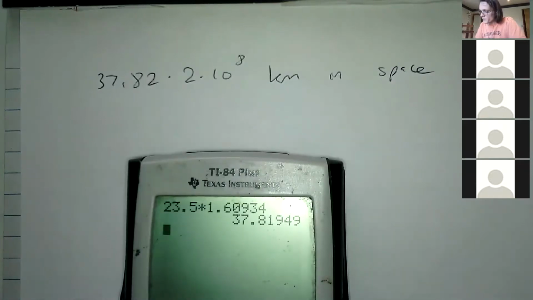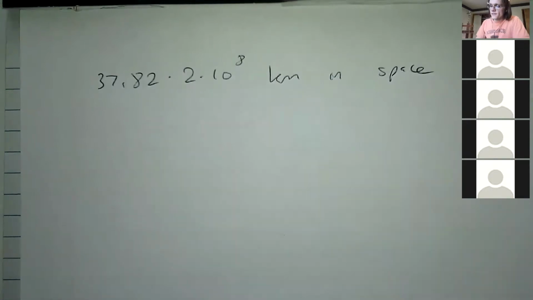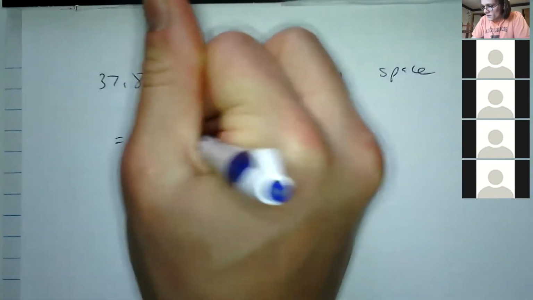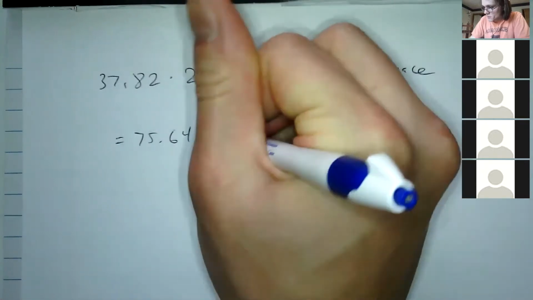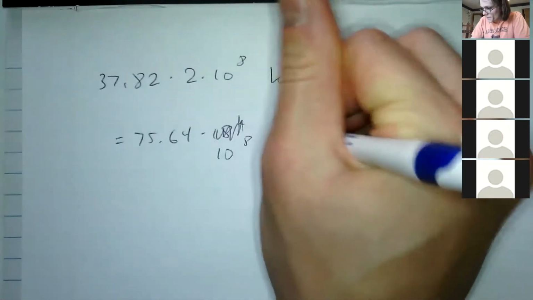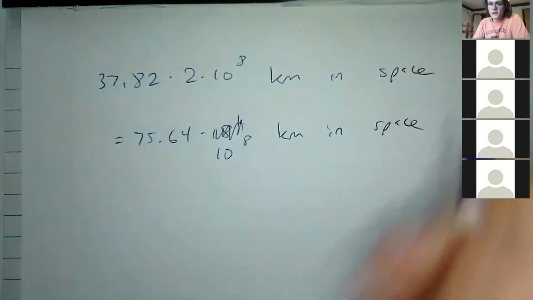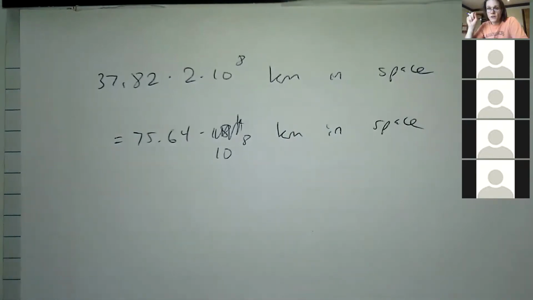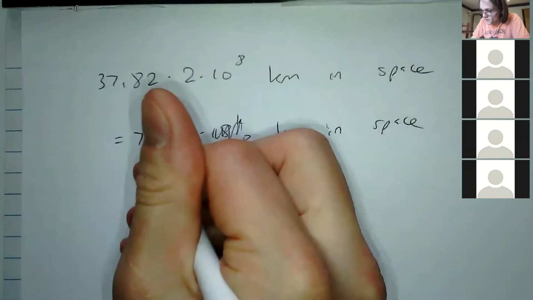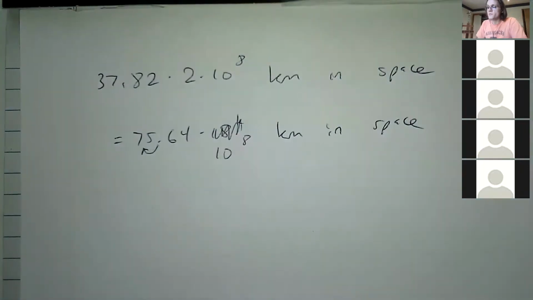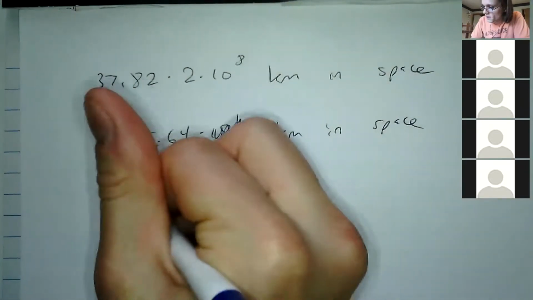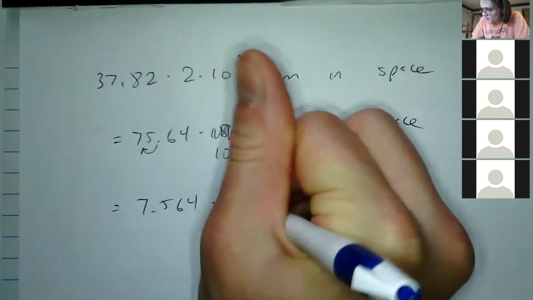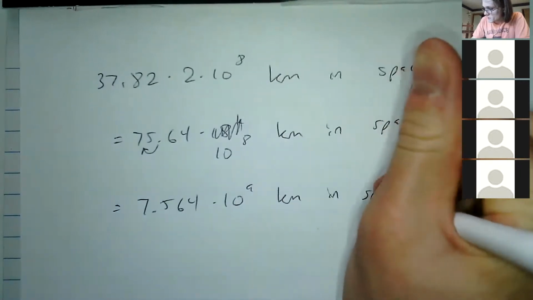So for that, we need a calculator. So times 2. And so we get 75.64, right? So 75.64 times 10 to the 8. Sorry about that. Times 10 to the 8 kilometers in space. And the only thing that's problematic now is this 75, right? It should be 7.5. So I'm going to move the decimal 1 to the left, which means I'm going to pull out a positive power of 10. So this would be 7.564 times 10 to the 9 kilometers in space.